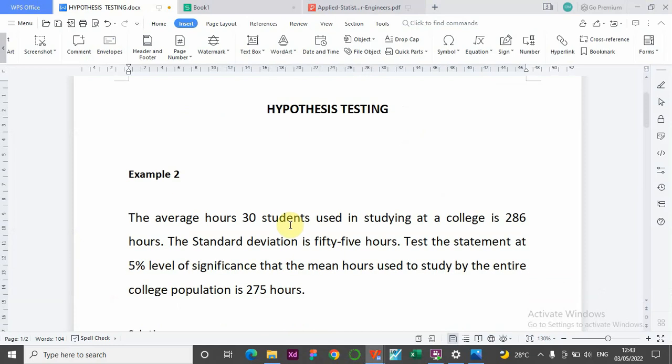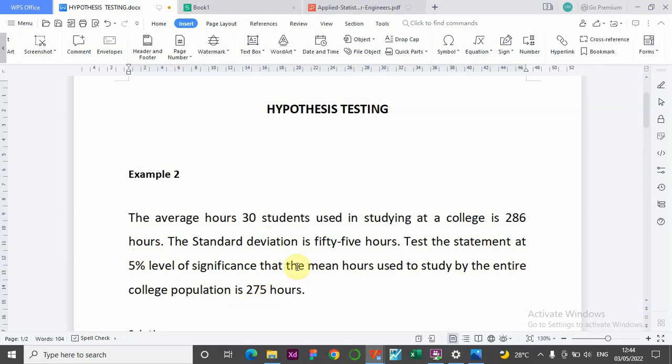All right, so the problem says the average hours 30 students used in studying at the school is 286 hours. From this, you can see that these 30 students are actually a sample. So the sample size is 30 from this first statement. Then the sample mean of this problem is 286 hours. The standard deviation is 55 hours. Test the statement at 5% level of significance that the mean hours used to study by the entire college population is 275 hours.